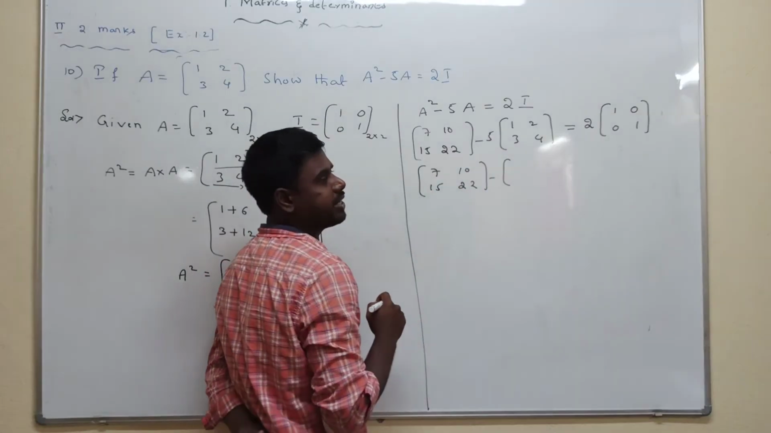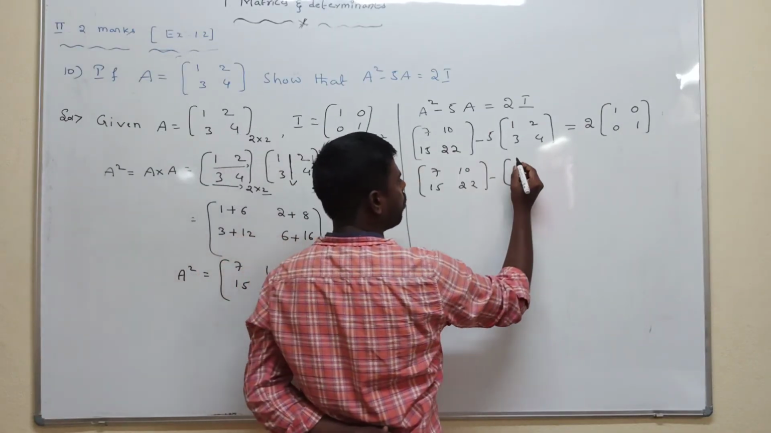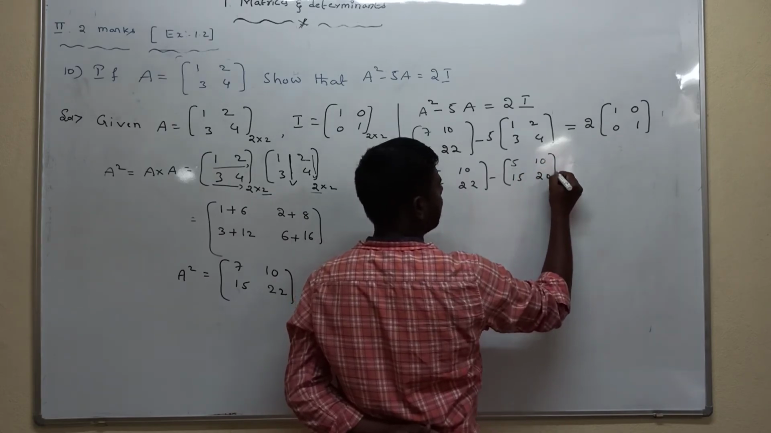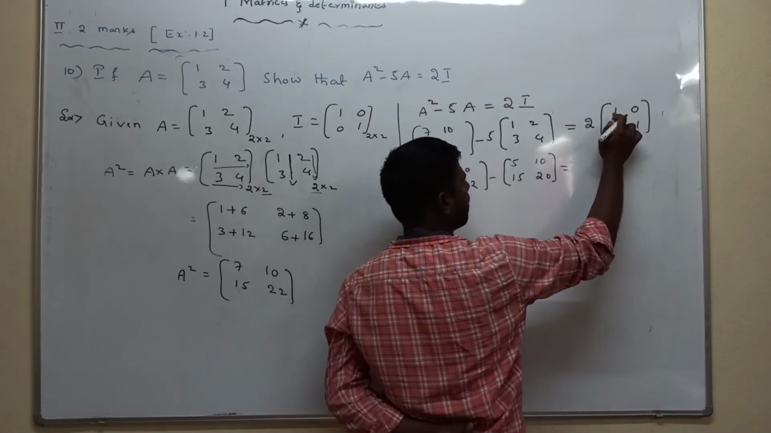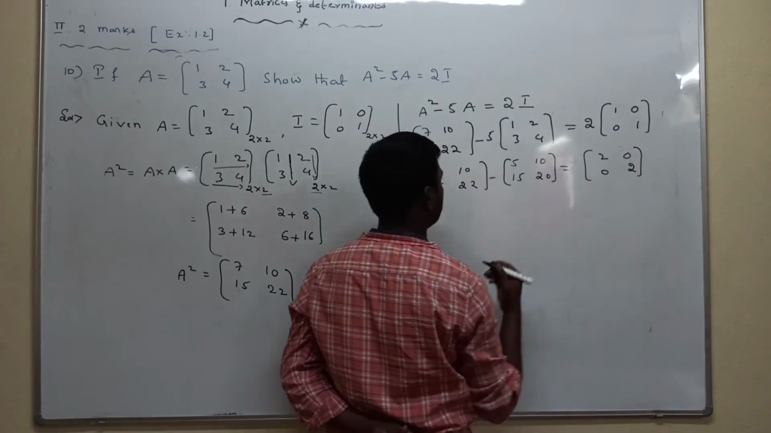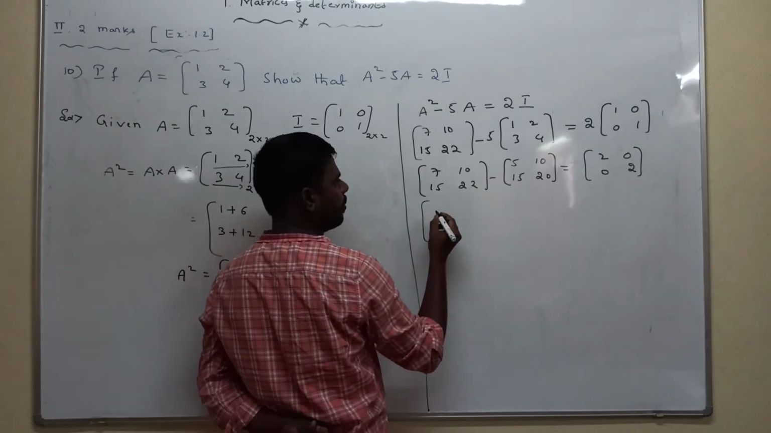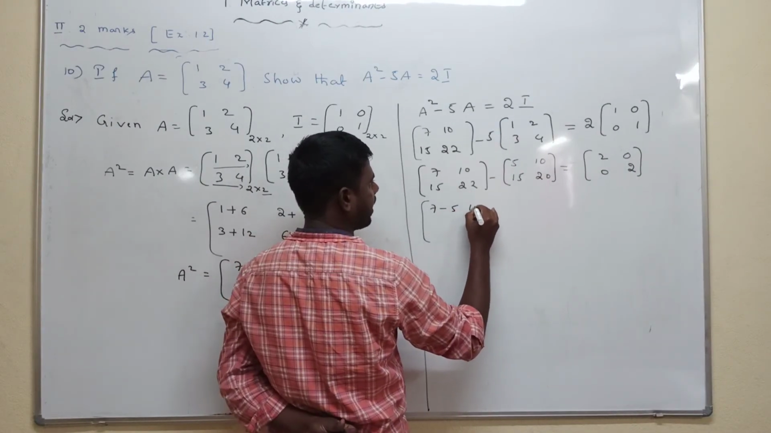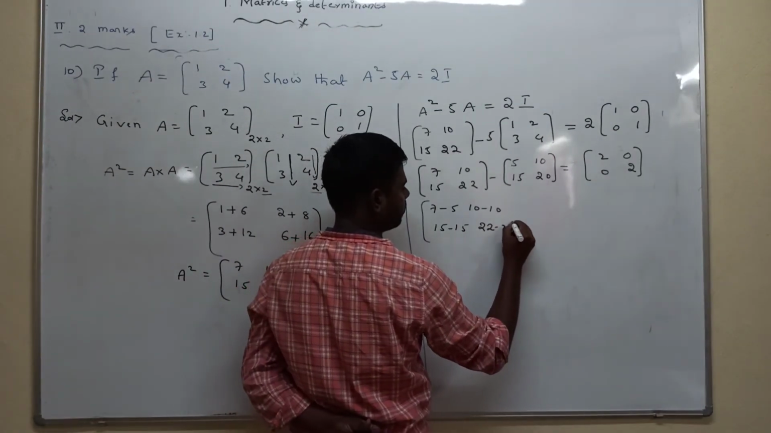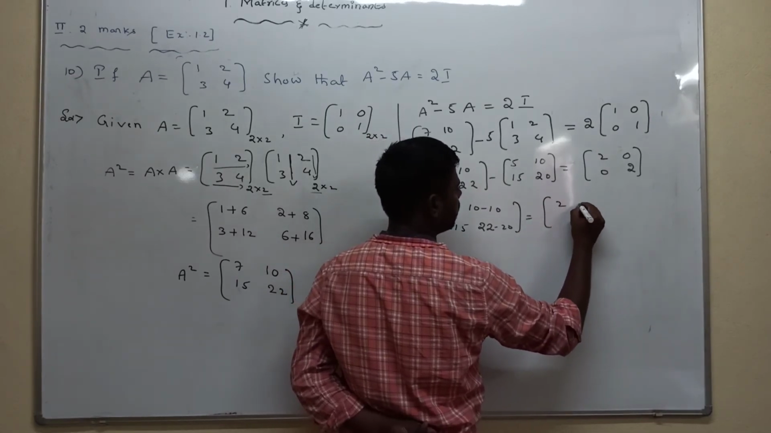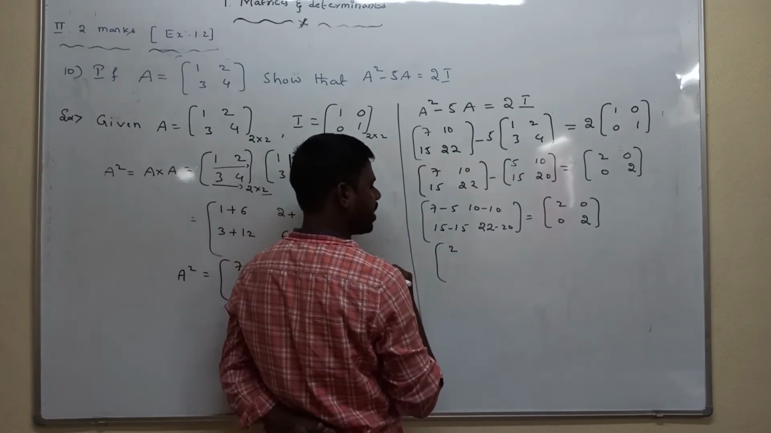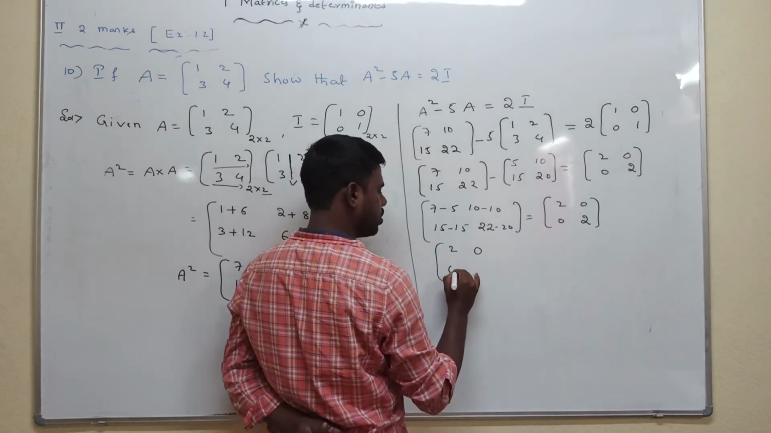5 is a scalar, that's why each number is multiplied by 5: 5 into 1 is 5, 5 into 2 is 10, 5 into 3 is 15, 5 into 4 is 20. On the right, each number is multiplied by 2, so 2, 0, 0, 2. Now subtracting the corresponding elements: 7 minus 5 is 2, 10 minus 10 is 0, 15 minus 15 is 0, 22 minus 20 is 2.